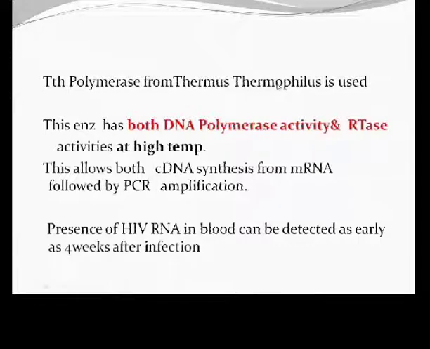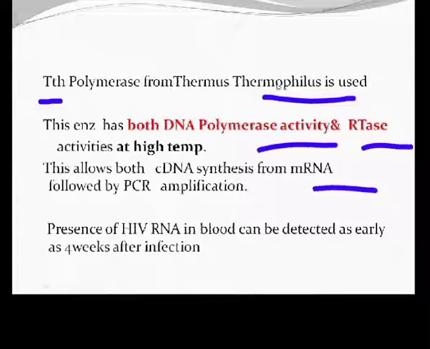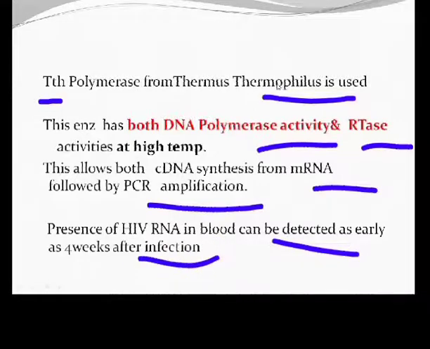And Tth polymerase from Thermus thermophilus is used. This enzyme has both DNA polymerase activity and reverse transcriptase activities at a high temperature. This allows both cDNA synthesis from mRNA followed by PCR amplification. Presence of HIV RNA in blood can be detected as early as 4 weeks after infection.